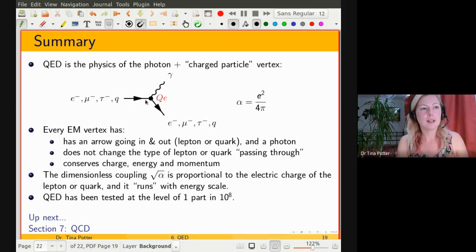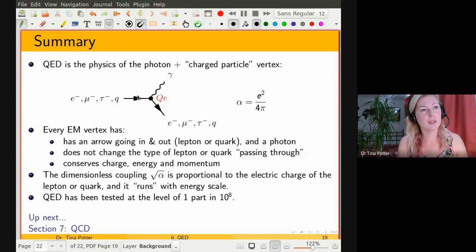So with every single electromagnetic vertex, you've always got an arrow going in and out, either electron or a quark, okay, sometimes a W, and a photon. A photon must be involved with the electromagnetic interaction. It's not going to change the flavor of your lepton or your quark. By interacting with a photon, an electron is not going to change into a muon or a quark. So it's always the same flavor and the same charge as well. We're going to conserve charge and energy and momentum through these.